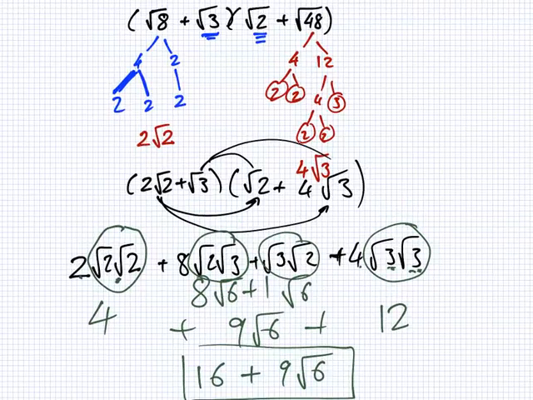I've just multiplied them out one by one. So the first one I did was this one. You multiply the square root by the same square root, and it turns into the original.